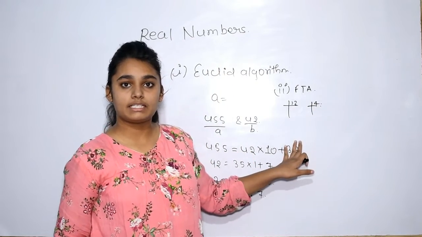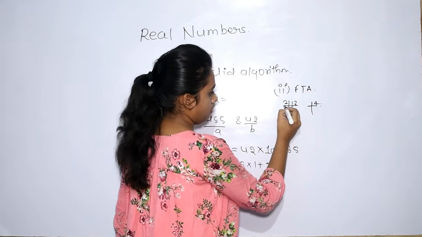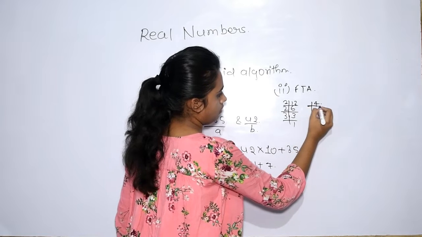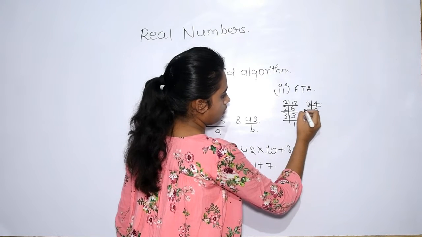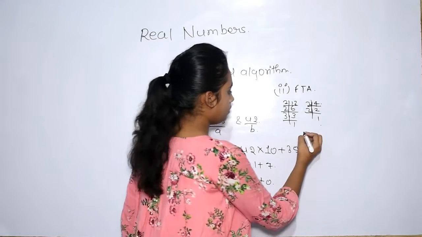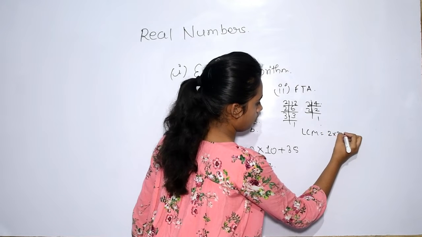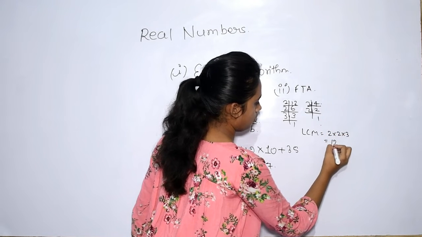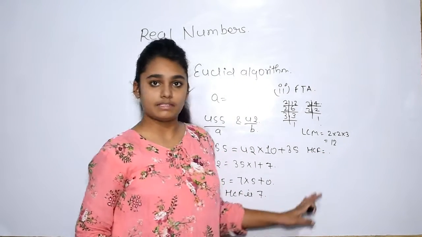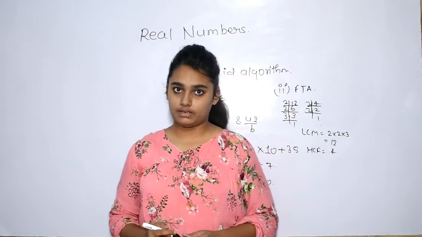We are finding LCM here by the prime factorization method. See, we have done it. LCM is 12 and HCF is 4 here.